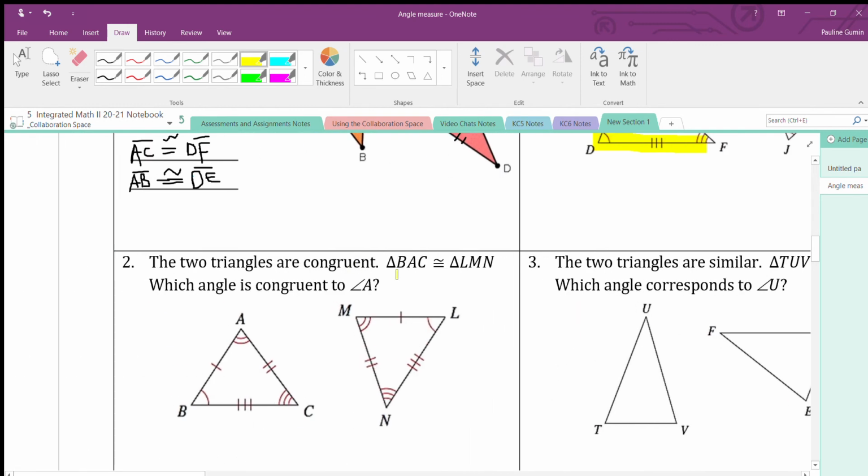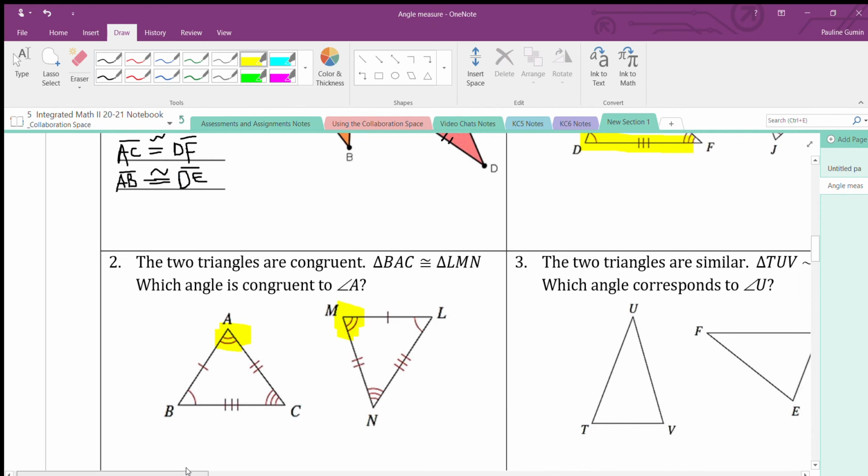These are also congruent, BAC and LMN. What's congruent to angle A? Well, angle A has 2 half circles. Angle M has 2 half circles. Sweet? Not bad. So congruent triangles are pretty easy to see.